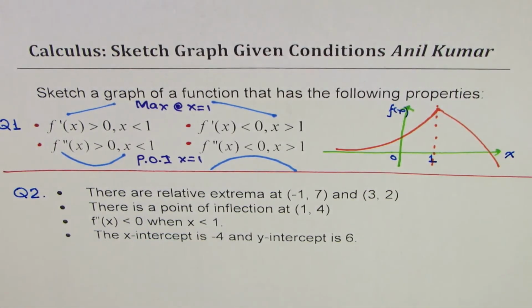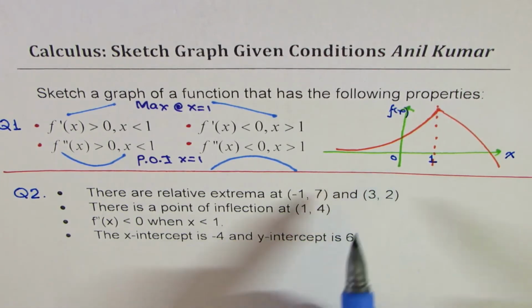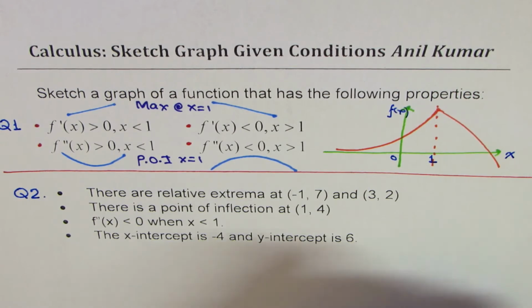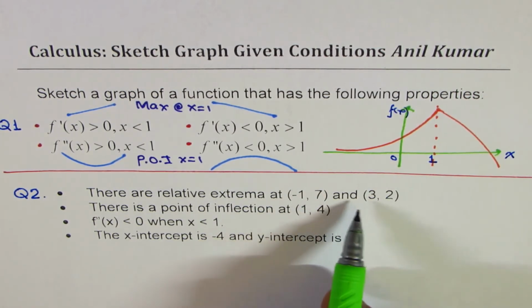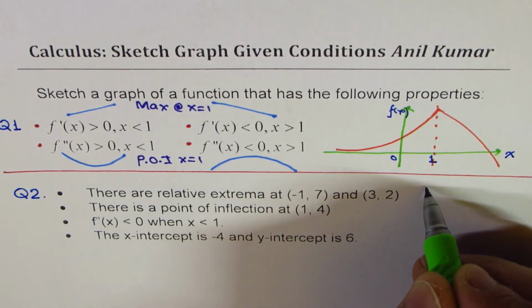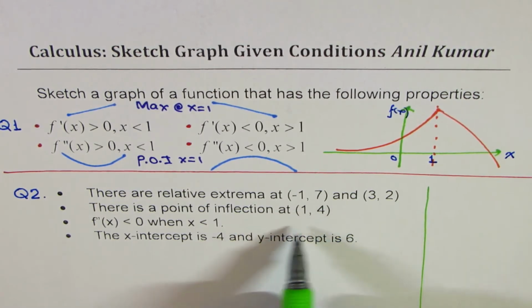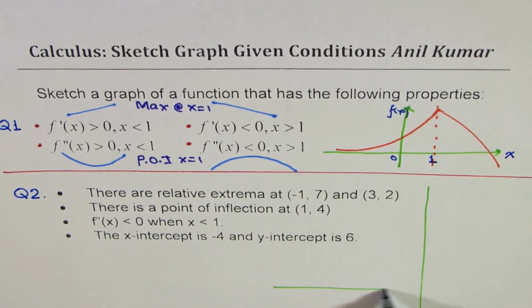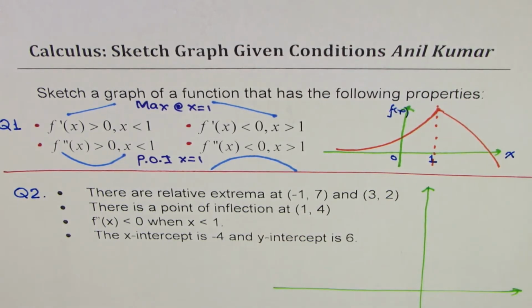Now let's look into the second condition. In this particular case, we are given points, so that much flexibility is not there with us. So let's try to analyze. These points are at (-1, 7), (3, 2), (1, 4). So more on the right side. So let's sketch it like this. Nothing negative. Okay, so let that be our coordinates.